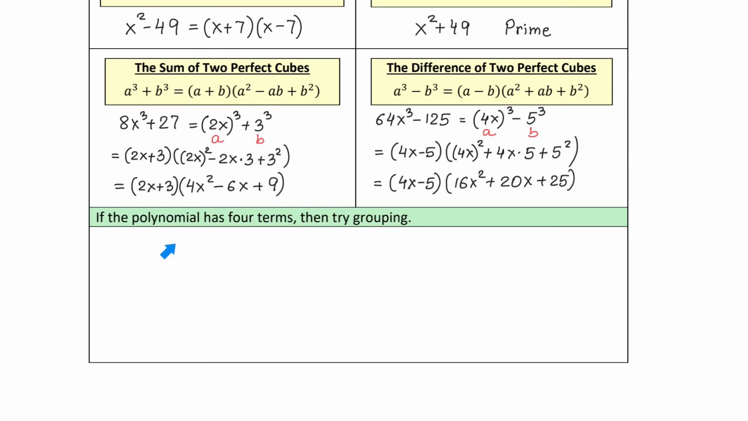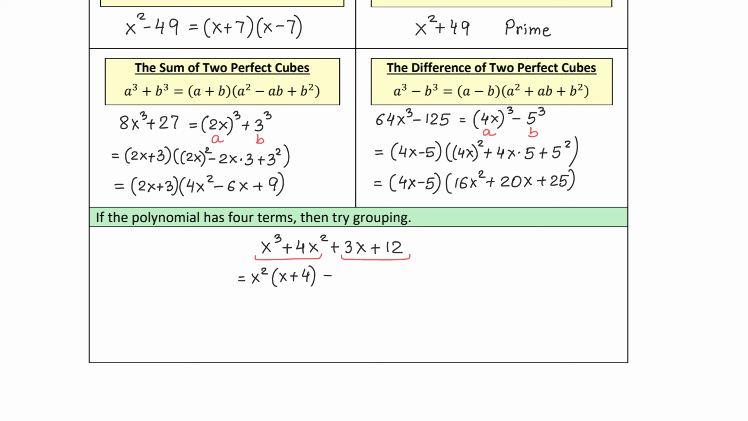Now, if we need to factor a polynomial that has 4 terms, then we can try grouping. For example, let's say we have the polynomial x cubed plus 4x squared plus 3x plus 12. To use grouping, we will have the first 2 terms in one group and the last 2 terms in another group. Then, in the first group, we will factor out the greatest common factor, which is x squared. Then inside the parentheses, we will have x plus 4.